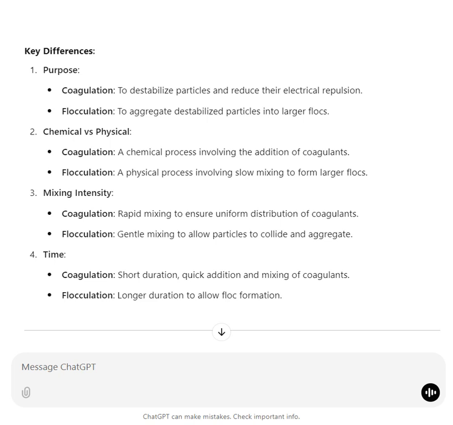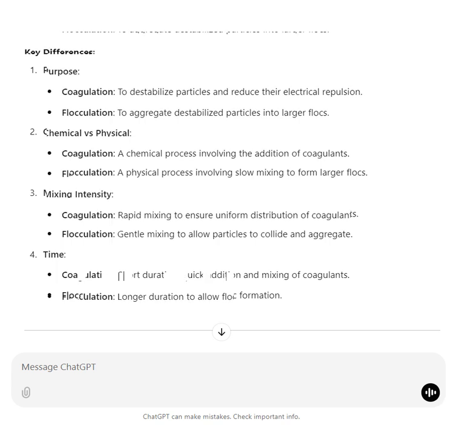2. Chemical versus physical. Coagulation is a chemical process involving the addition of coagulants. Flocculation is a physical process involving slow mixing to form larger flocs. 3. Mixing intensity. Coagulation: rapid mixing to ensure uniform distribution of coagulants. Flocculation: gentle mixing to allow particles to collide and aggregate. 4. Time. Coagulation: short duration, quick addition and mixing of coagulants. Flocculation: longer duration to allow floc formation.